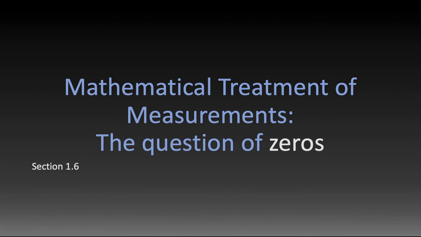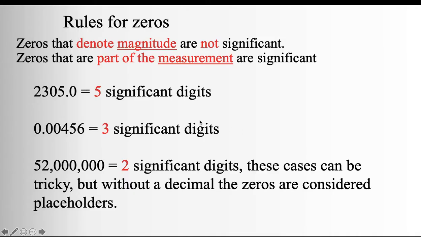So let's talk about the significant digits, but before we do that, we have to kind of address the question of zeros. And this is very important. We need to know what digits are significant and what digits are not significant. And the most confusing one for students are the question of zeros. When do I count zeros and when do I not? So this is the rules that we're going to follow for zeros.